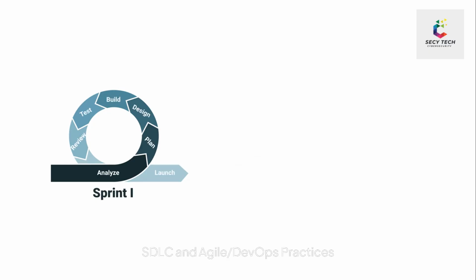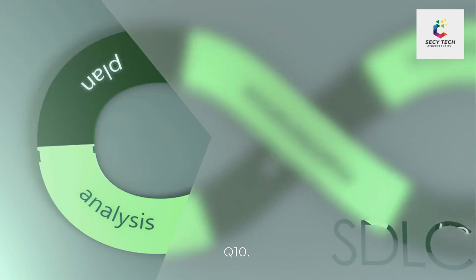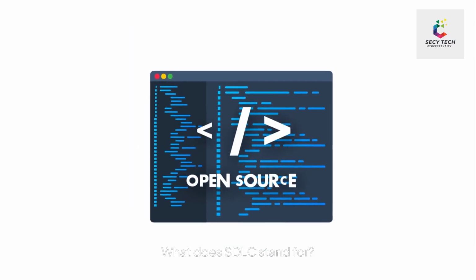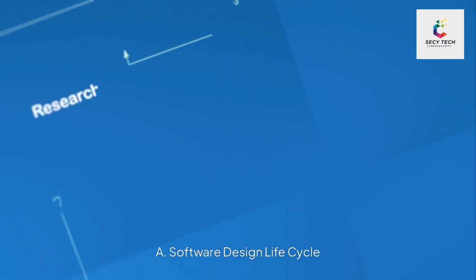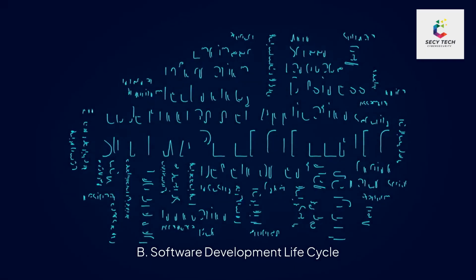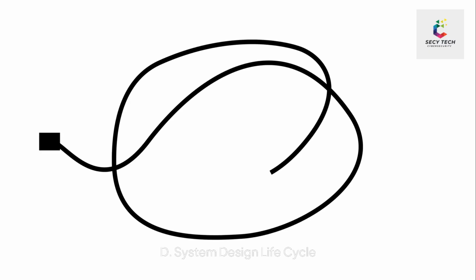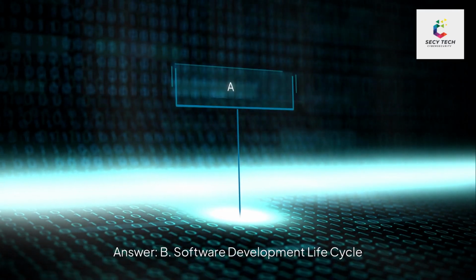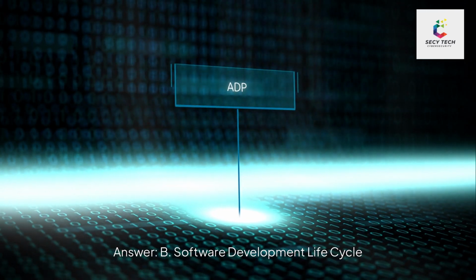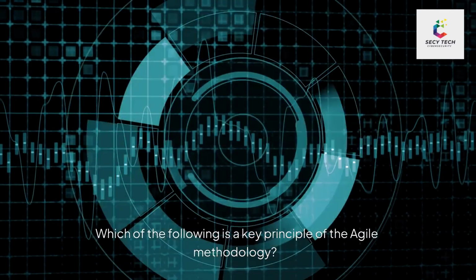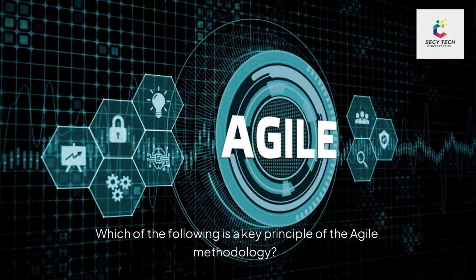SDLC and Agile DevOps practices. Q10. What does SDLC stand for? A. Software Design Lifecycle, B. Software Development Lifecycle, C. System Development Lifecycle, D. System Design Lifecycle. Answer: B, Software Development Lifecycle.